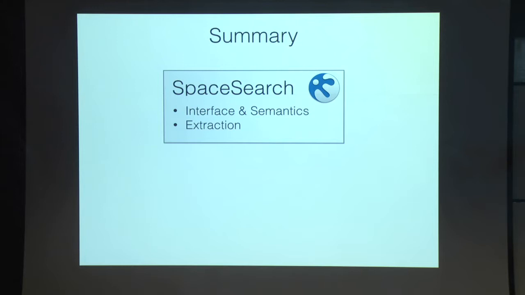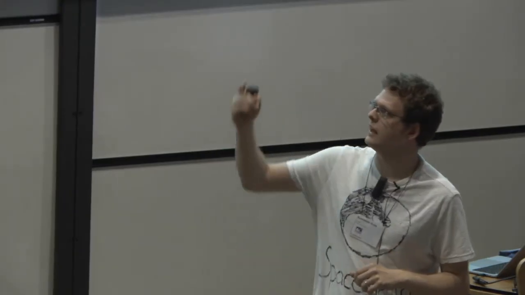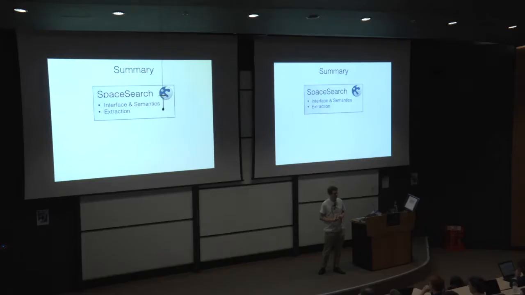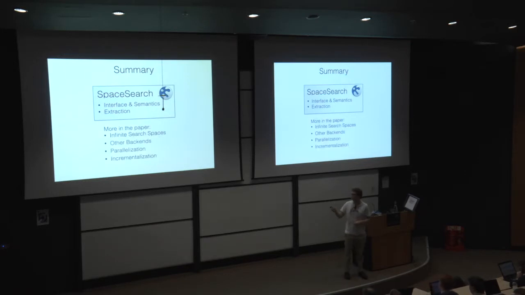So in summary, SpaceSearch has two components so far. It has an interface and semantics that we can program against, but it also has this extraction mechanism. There are many more things in the paper that I won't talk about here. For example, we can also handle infinite search spaces, which are then extracted to certain SMT logics. There are other backends that we support other than Rosette. We have things to do parallelization, so we can split the computation over multiple clusters, and we have incrementalization.